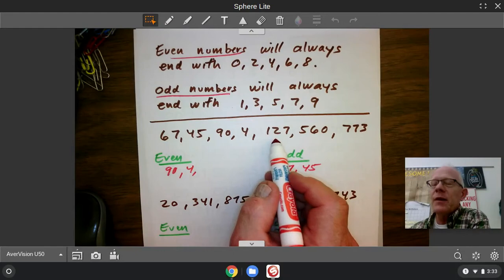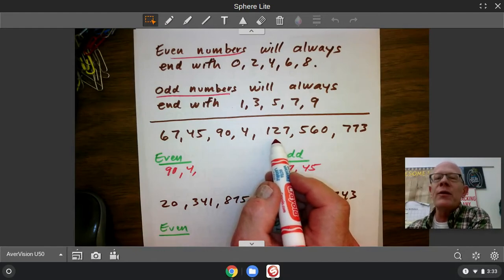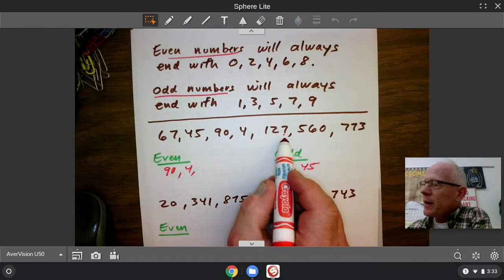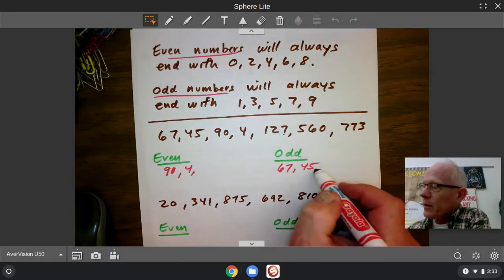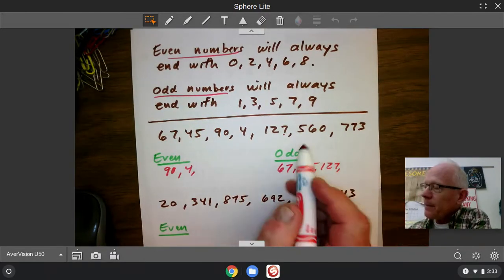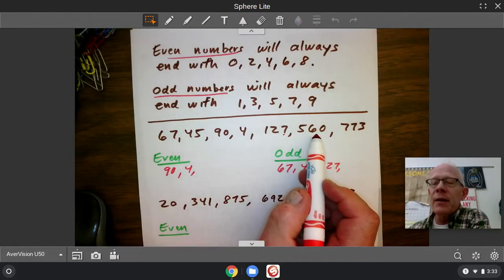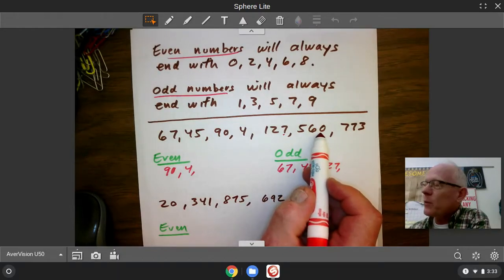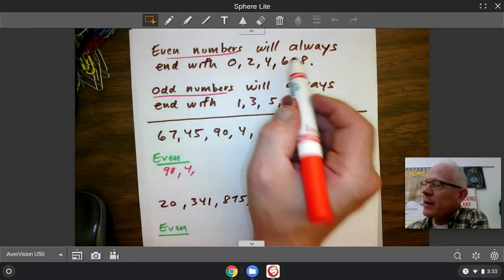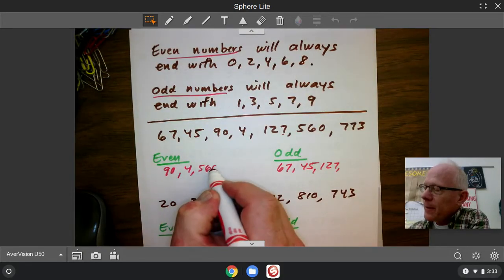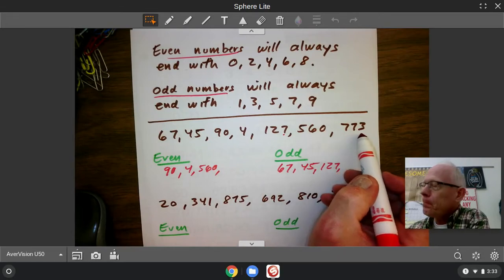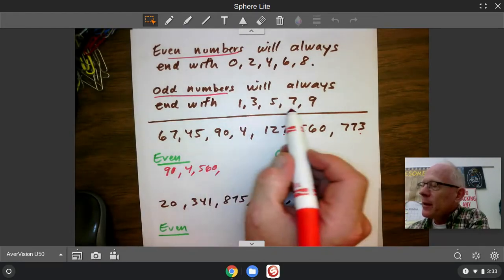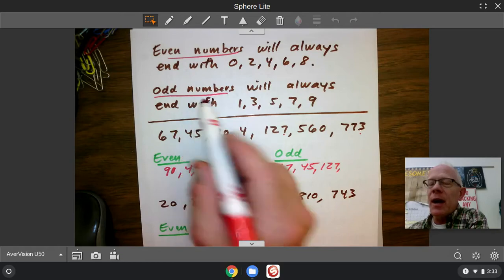127. See, it doesn't matter how big the number gets, you can always tell if it's odd or even because it ends with a 7, and odd numbers end with a 7. So it'd be odd. How about 560? Well, look at what it ends with. It ends with a 0. That makes it an even number. And the last one, 773. It ends with a 3. That makes it odd.